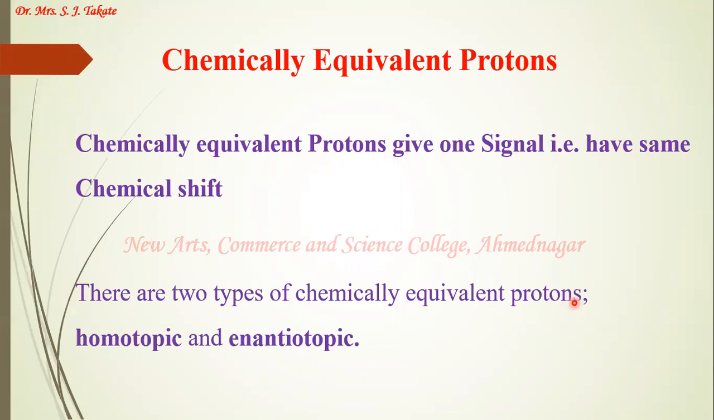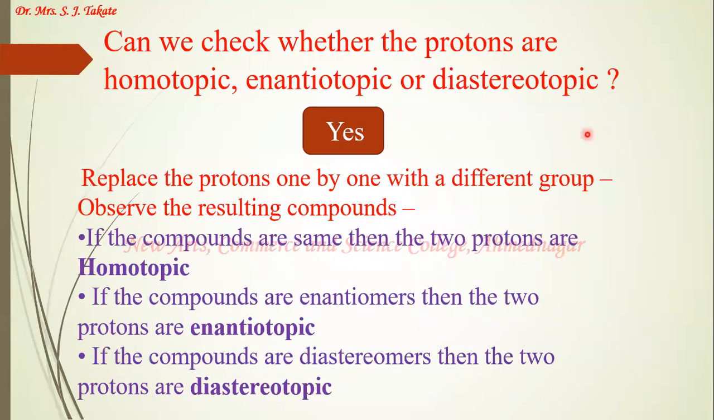There are two types of chemically equivalent protons, homotopic protons and enantiotopic protons. That is, these two types of protons are chemically equivalent. Now the question is, can we check whether the protons are homotopic, enantiotopic or diastereotopic? Yes, it is possible to check this.